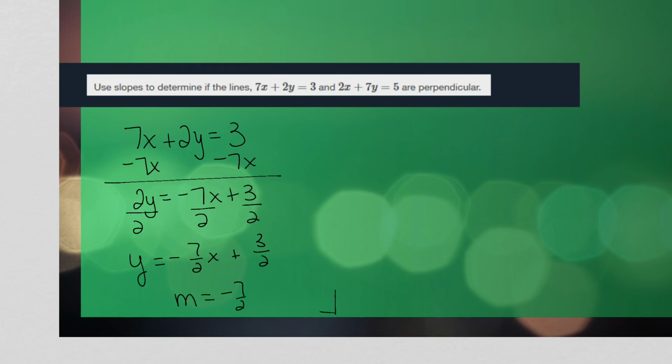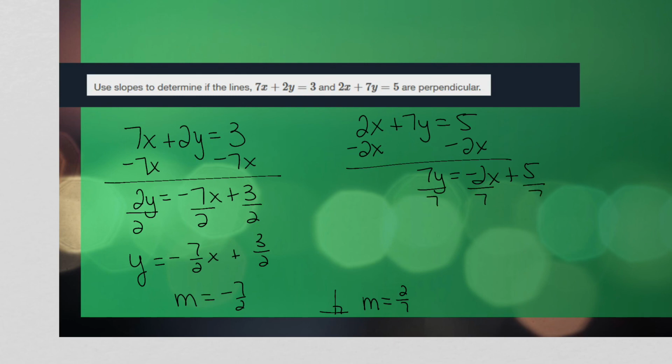Now remember, if it's perpendicular, the slope will be the opposite. So this one is negative, I want my perpendicular one to be positive, and I'll flip these guys over. So I would end up with a positive 2/7. Let's look at this equation and see if that's what we end up with. Subtract 2x from both sides, and then divide by 7. So y is equal to negative 2/7 x plus 5/7.